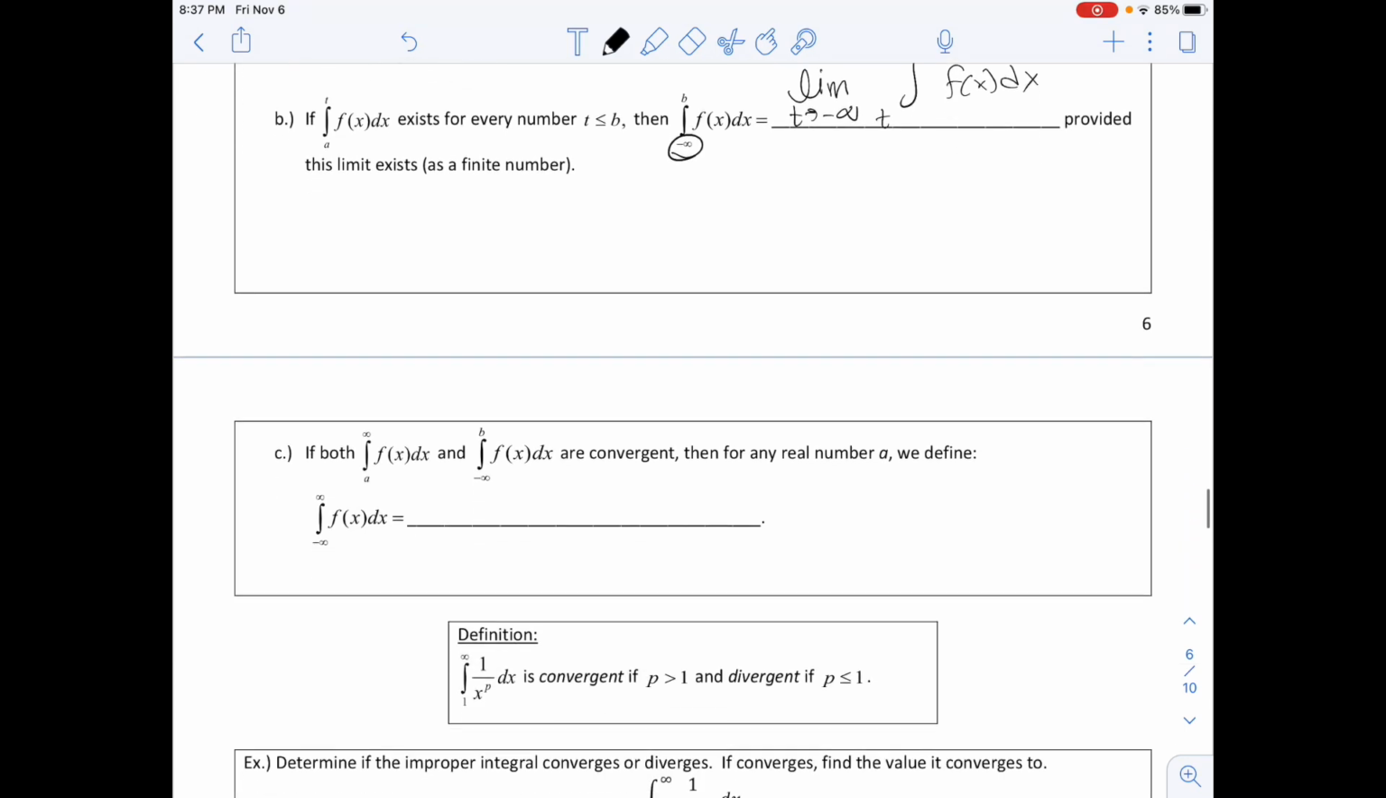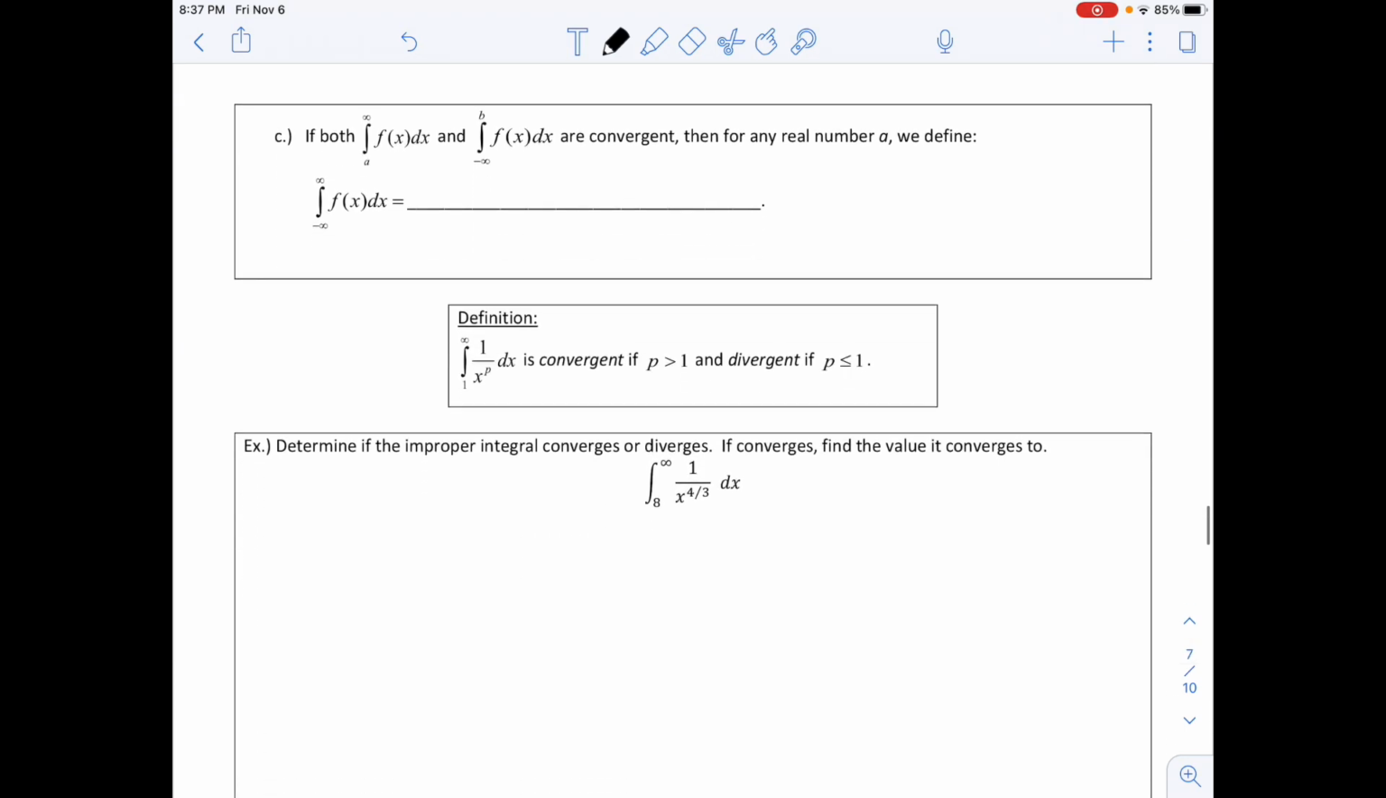The third case, which is on the top of the next page, says that if both the integral from a to infinity of f of x dx and the integral from negative infinity to a of f of x dx are convergent, then for any real number a, we can define the integral from negative infinity to positive infinity of f of x dx. If you notice, this time, not just having one undefined limit of integration as infinity or negative infinity, we actually have both. So we have a negative infinity and a positive infinity.